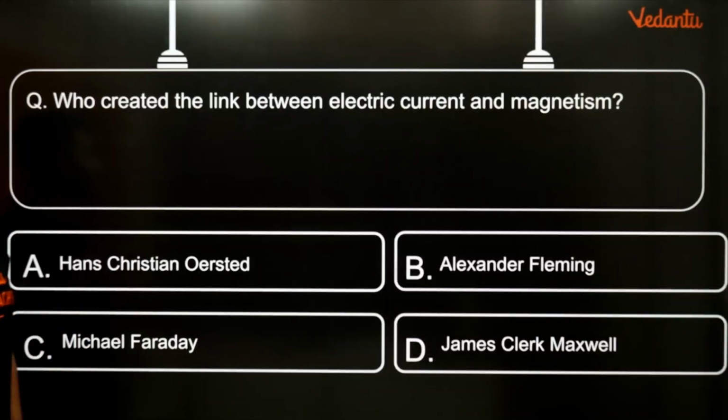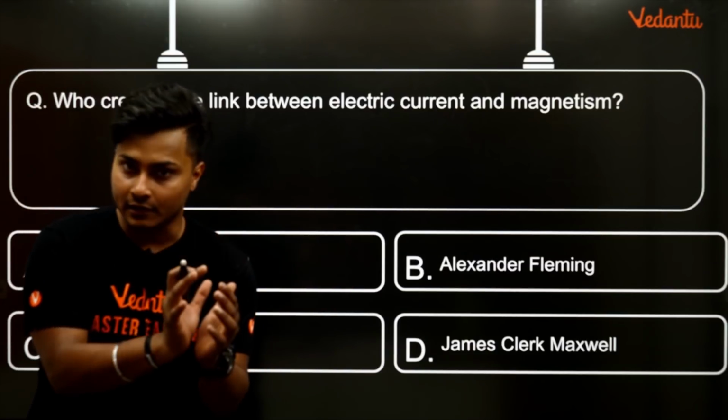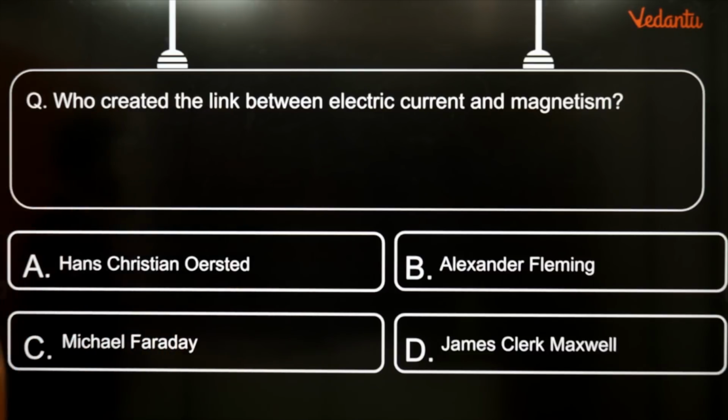Okay. Now let us move to the next question, which is very important. I would like all of you guys to keep in mind what Faraday said. And let's try to understand one more scientist. This is the question. Who created the link between electric current and magnetism? Option A, Hans Christian Ørsted. Option B, Alexander Fleming. Option C, Michael Faraday. And option D, James Clerk Maxwell.